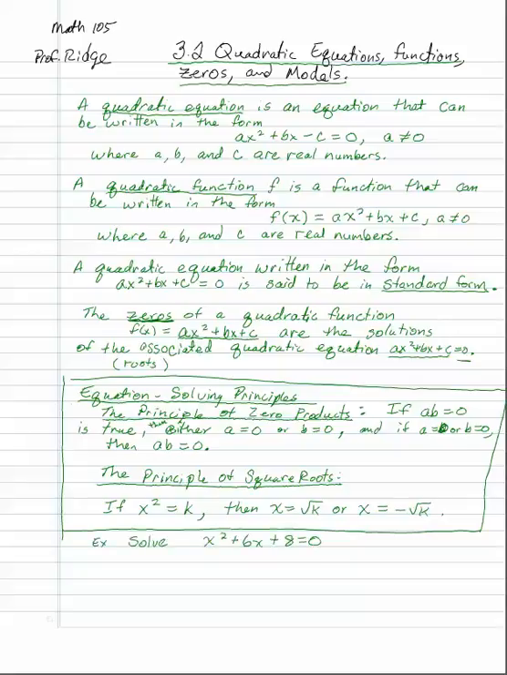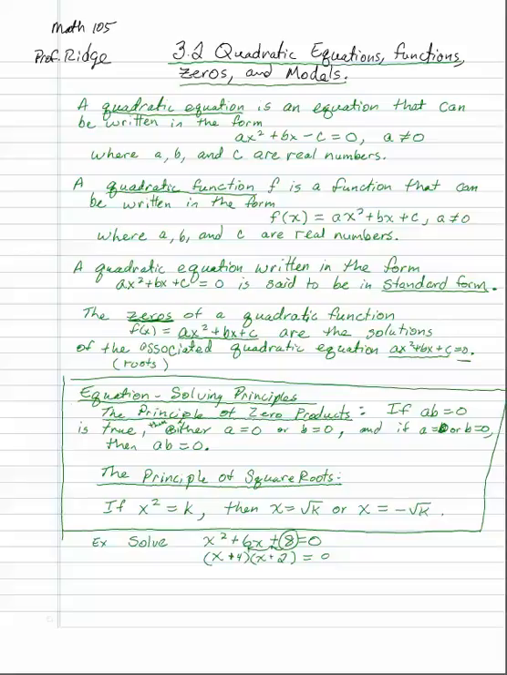Okay, solve x squared plus 6x plus 8 equals 0. So this one, I want to use the zero product principle, and to be able to do it, I have to write it as a product. So to write as a product means you're going to factor, and it has to be equal to 0, which it already is. So I want factors of 8 that add to 6. So that's 4 and 2. They're both positive to get positive 8.